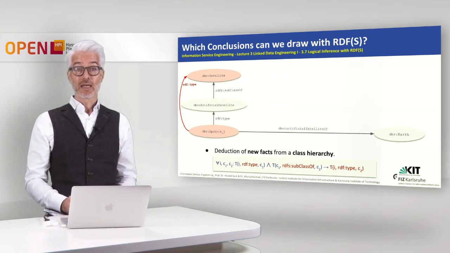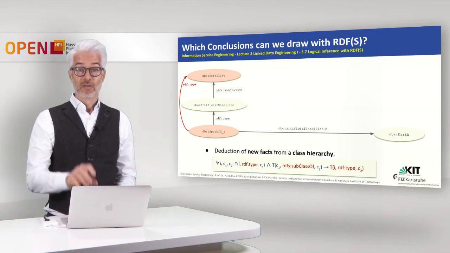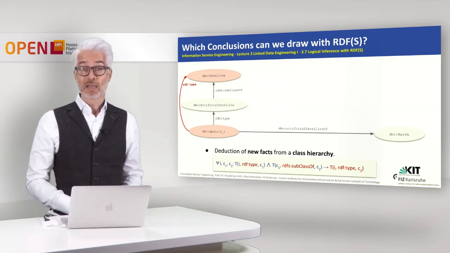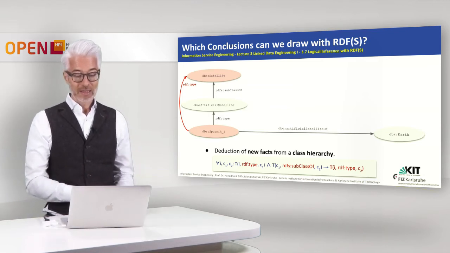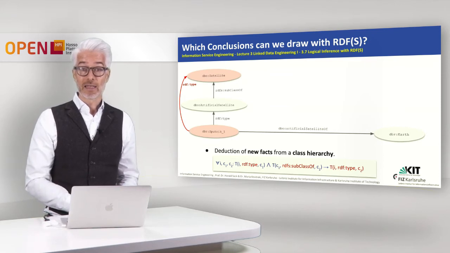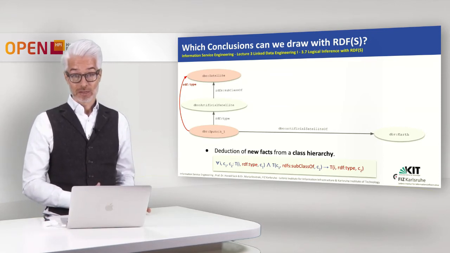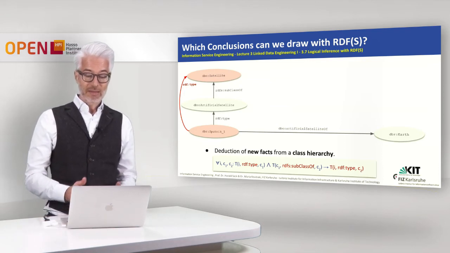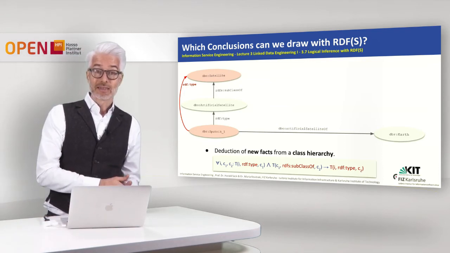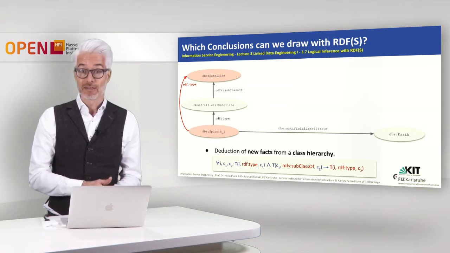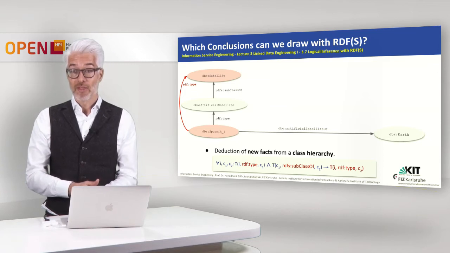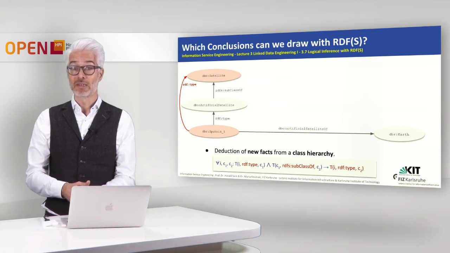And this deduction can be drawn simply by the following rule that you see here, that of course is part of the semantics of RDFS, which states that for all individuals I and all classes C sub 1 and C sub 2, it holds that if you have a triple which connects an entity I and says I is of type class 1 and class 1 is a subclass of class 2, then it follows that I also is of type C sub 2.